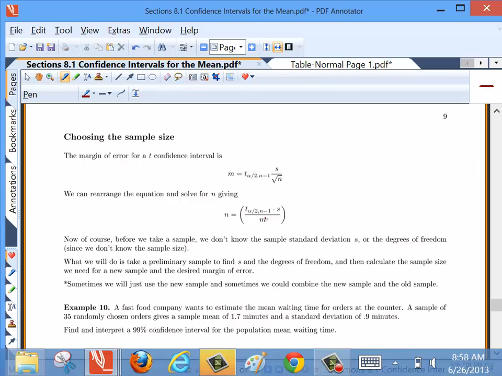Now remember, if the book asks you for the length, you would have to first convert it to a desired margin of error.